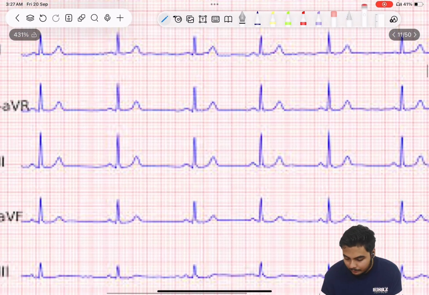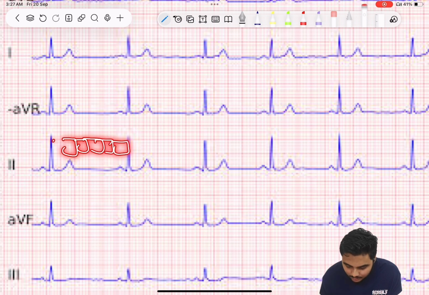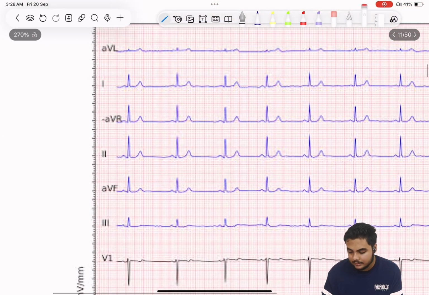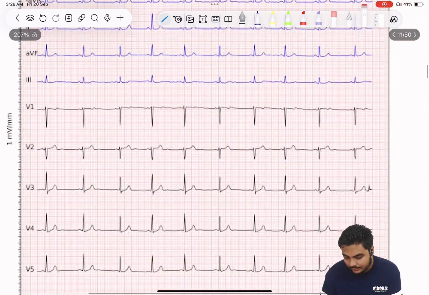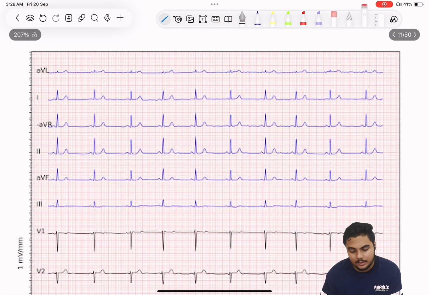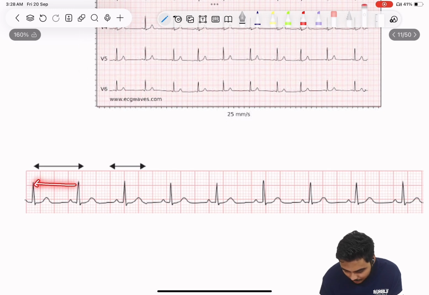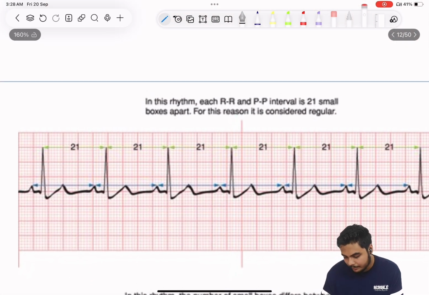When you try to zoom in into that, we'll see there are approximately 1, 2, 3, 4, 5, 5.5 large boxes between two R waves, and same is for all the R waves, right? So the distance is same between all the R waves, which is called a regular rhythm, right? So since the distance between each R wave is equal, we call this a regular rhythm, right? Again in this you can see the distance between R waves is equal. So this is a regular rhythm. Again here also the distance is equal.